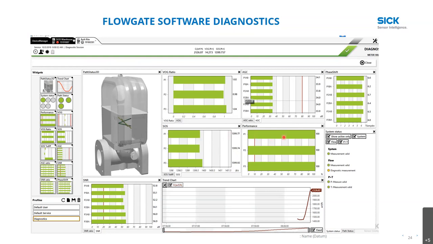Meter performance is an indication of how well you're getting those transit times back and forth. You can see here we're at 100%, so we're not losing any signals. And signal to noise is related to how much noise there is in the meter. Usually it relates to some other alarm occurring somewhere else.